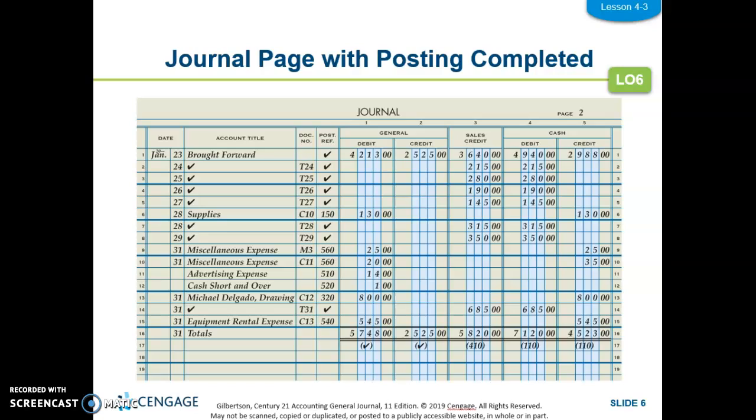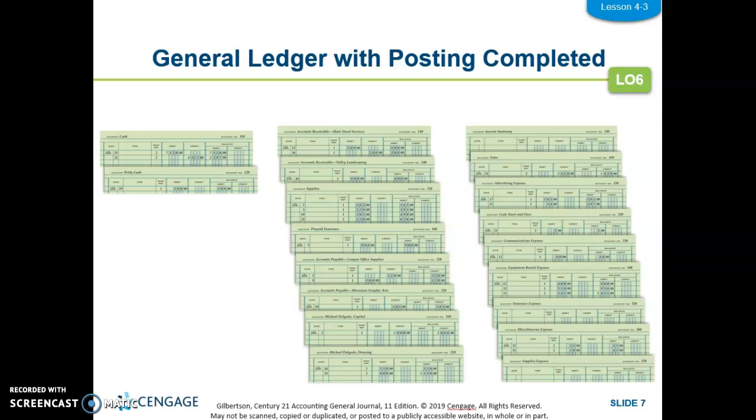So here we can see the completed page 2 of our journal for Delgado Web Services. All the posting has been completed with the exception of the totals line. Notice that the post reference column is completely filled in with either an account number or a check mark. You can see this image starting on page 108 going to page 110 in your textbook.